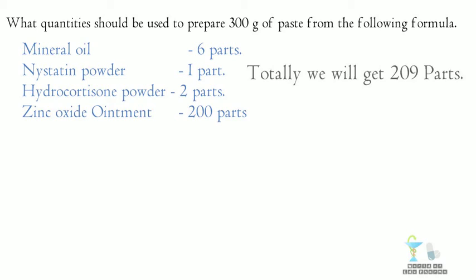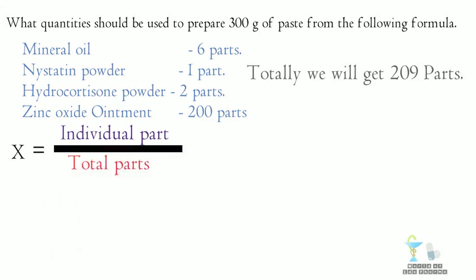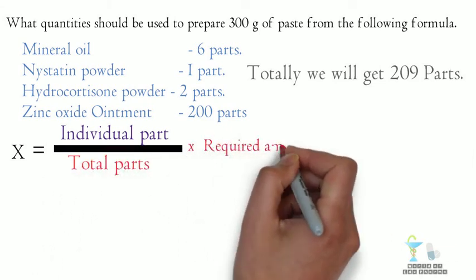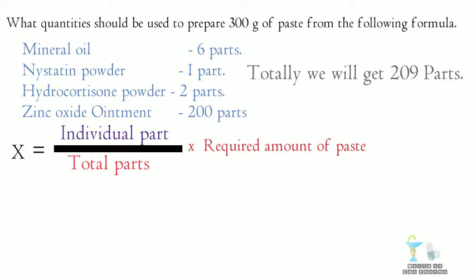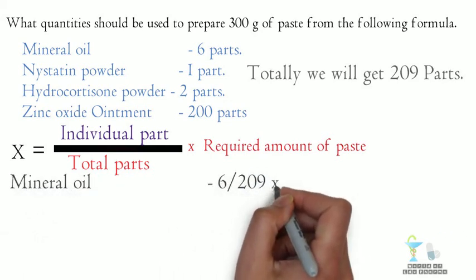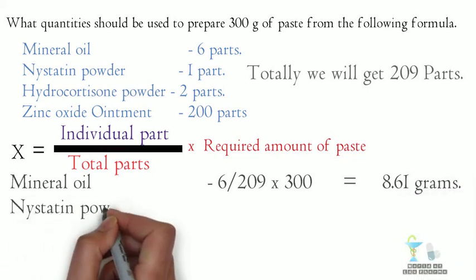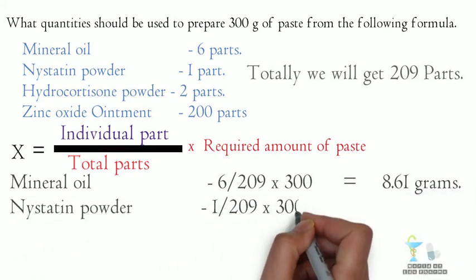Now we have to find the quantity in grams, so we will have to use this formula. X is equal to individual part divided by total parts multiplied by required amount of paste. So first for mineral oil we have 6 divided by 209 multiplied by 300, which is 8.61 grams.